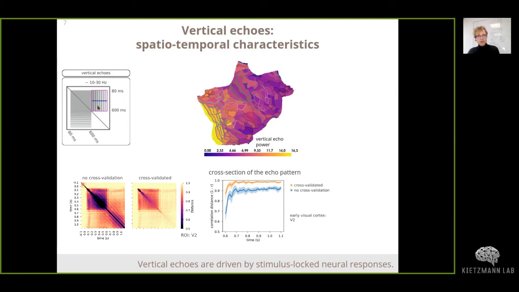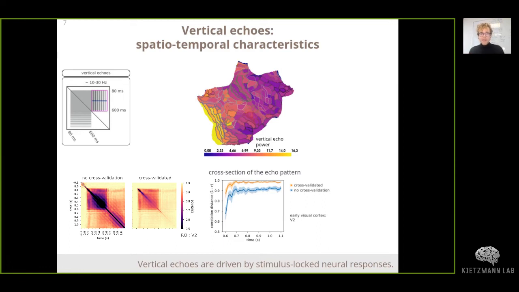If we now look at the cross-section of these vertical echo patterns, especially in respect to the cross-validation procedure that we applied, we can see that the echoing pattern is still present after the cross-validation procedure. From this, we conclude that the vertical echoes seem to be in fact driven by stimulus-locked neural responses. This means that what is echoing there seems to be stimulus-related information.